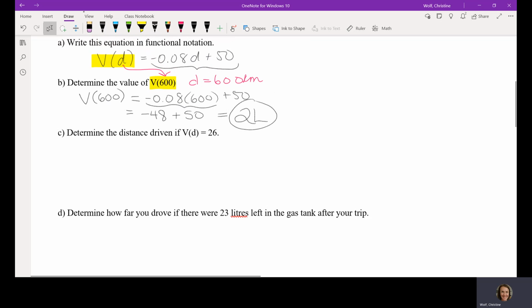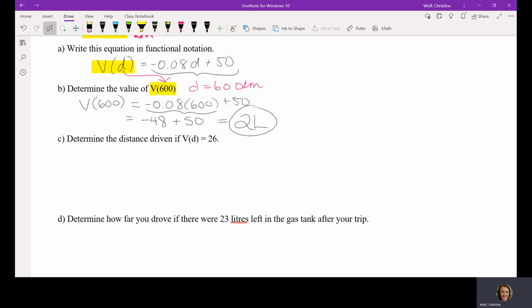Okay, this one here is different. This one says determine the distance driven if V of D equals 26. So now we're looking for the distance, like our D is our question mark. How far did we drive? And then it tells us that V of D is 26.